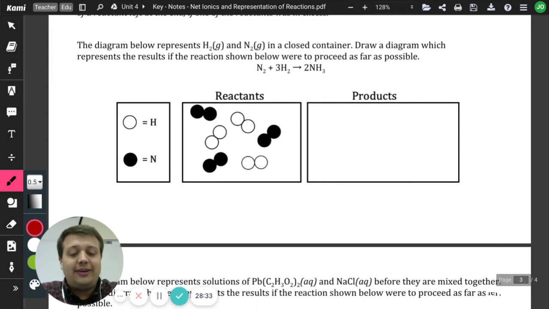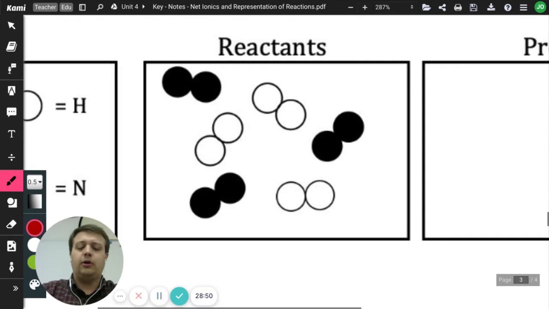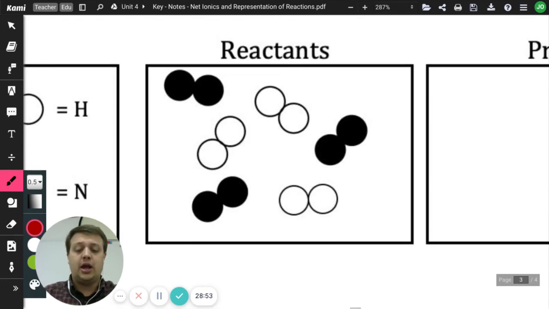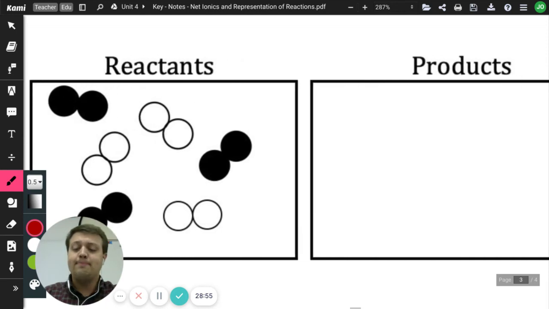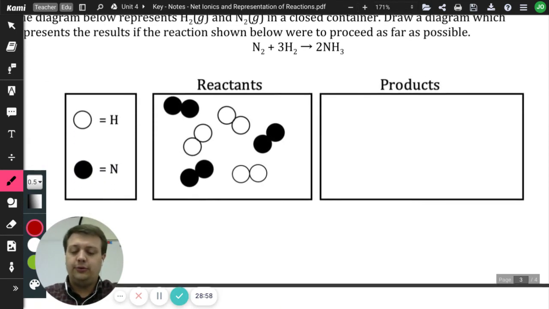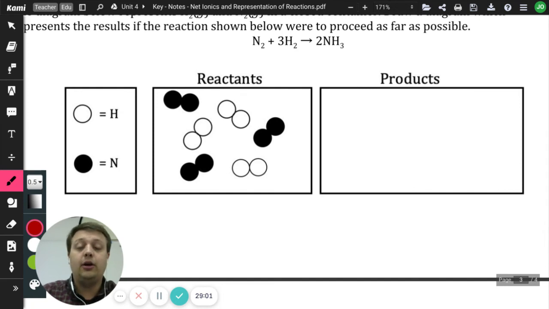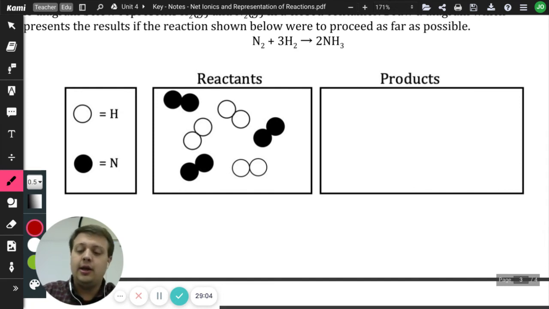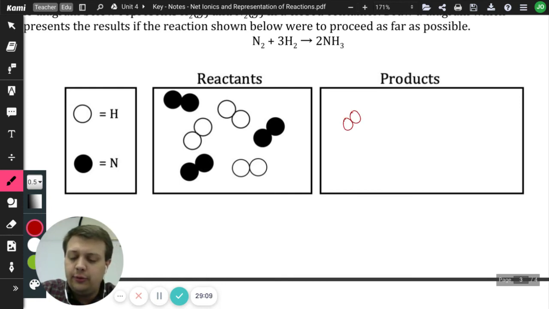Moving on. So this one says the diagram below represents hydrogen gas and nitrogen gas in a closed container. Draw a diagram which represents the result if the reaction shown below were to proceed as far as possible. So essentially, we're trying to consume as much as we could. So this is what we started with as our reactants. We started with 3 nitrogen and 3 hydrogens. Okay, so we started with an equal amount of those. Now, looking at my formula, I know that if I'm making some ammonia, NH3, then I'm going to have 3 hydrogens, 1, 2, 3, and a nitrogen.